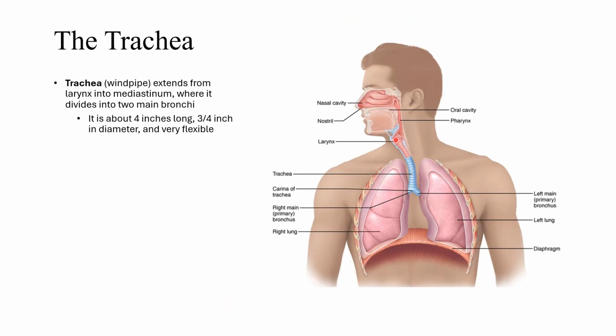Now let's see how our trachea divides and what's the fate of the trachea. So trachea, in simple words, is known as windpipe. It is about 4 inches long and it is very flexible, and at this point it divides into 2 bronchi.